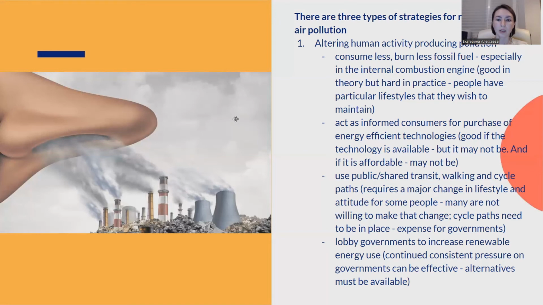And the last one here, these are the list of examples of this strategy. And the first one is altering how we can alter our activity. And the last strategy here is lobby governments to increase renewable energy use. So the governmental level is one of the highest levels where we can try to solve some problems. And if we have some laws, it can be easier to solve these environmental problems. It can be easier than if we try to solve this problem by ourselves.